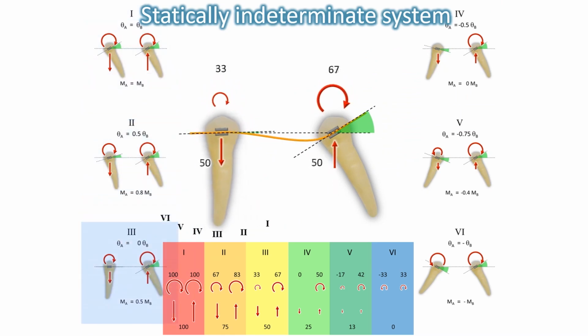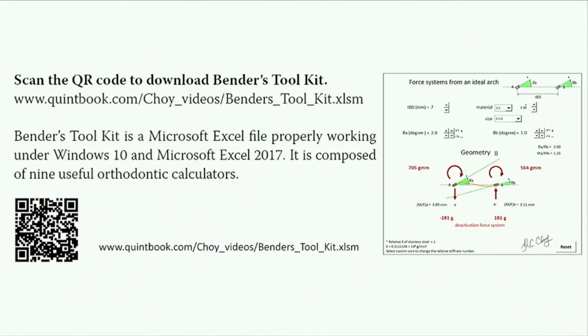wire. You may want to scan this QR code and download the Bender's Toolkit, and it'll calculate the actual force system for you. It properly works under Windows 10 Microsoft Excel 2017.